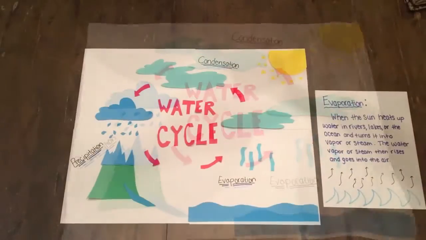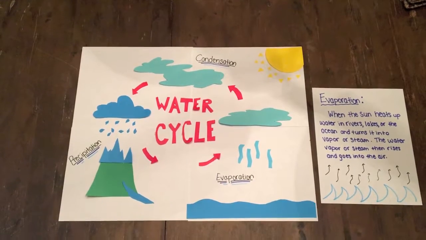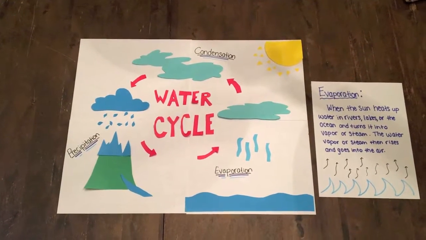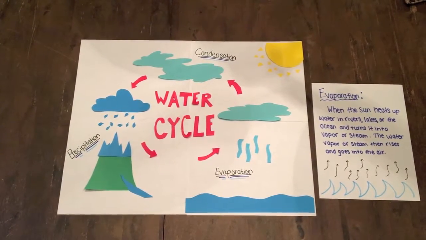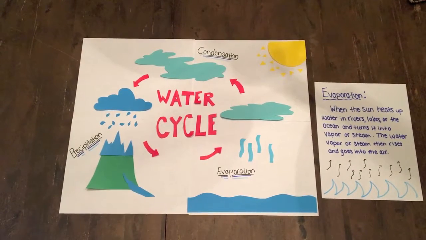First, we will look at evaporation. Evaporation is when the sun heats up waters in rivers, lakes, and the ocean and turns it into water vapor or steam. The water vapor or steam will then rise and go into the air.